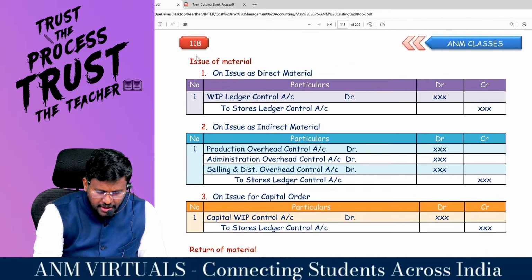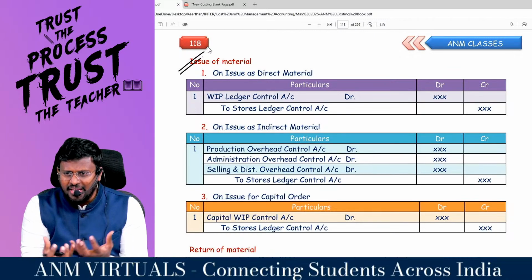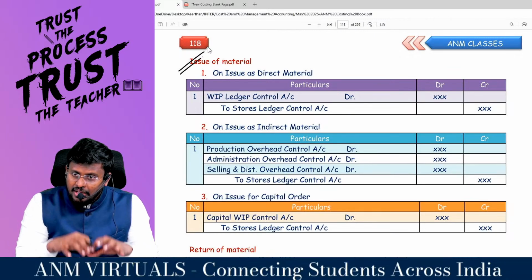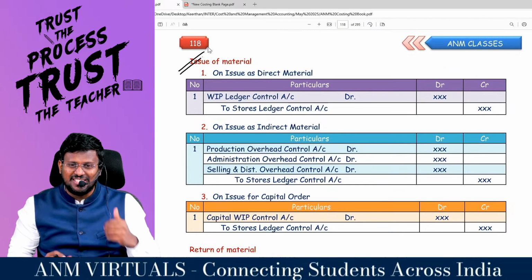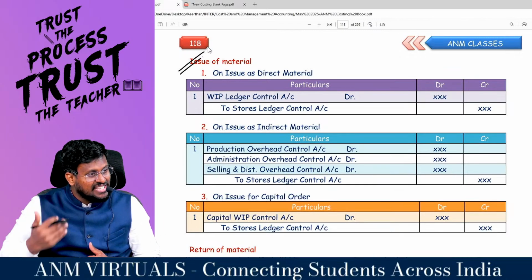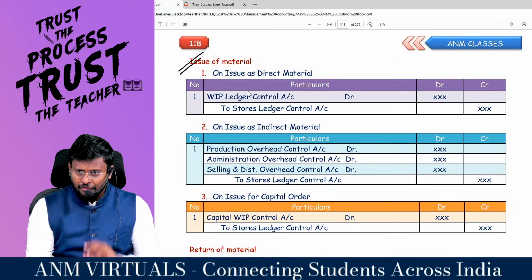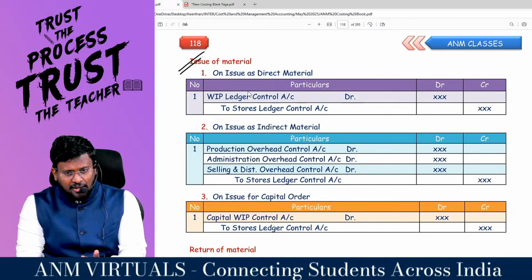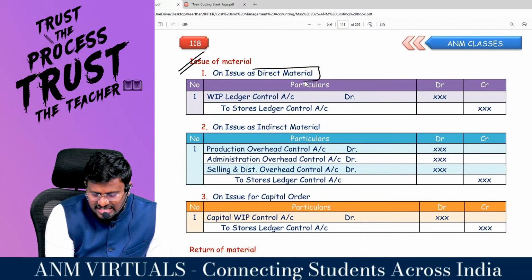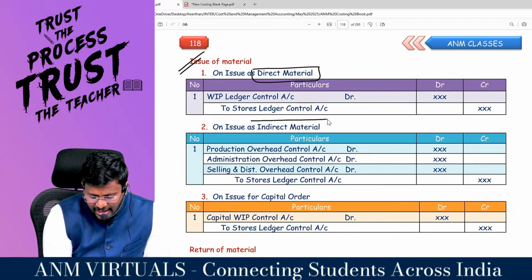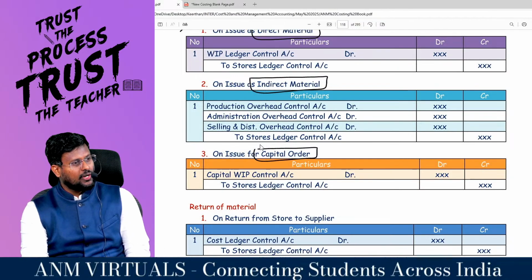That's what we are going to talk about, the second action. What is happening inside the stores ledger control account? The first action is purchases. The second action is issue of material. From the stores ledger, you will issue the material either as direct material or as indirect material or as capital order.